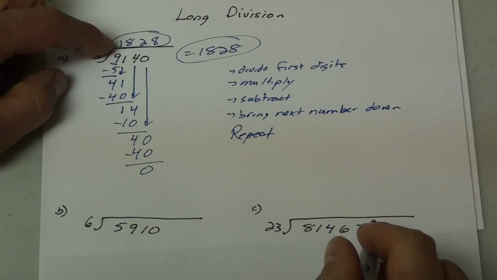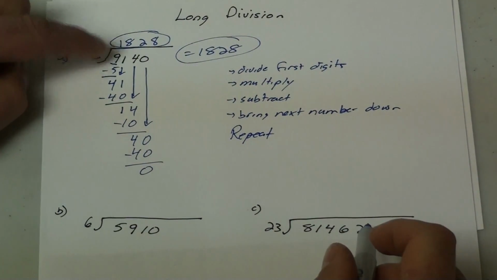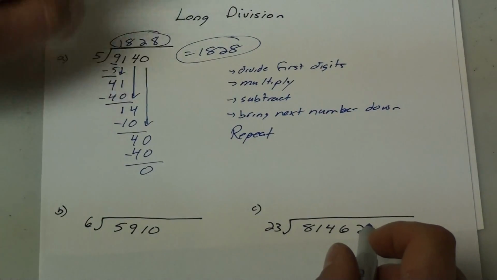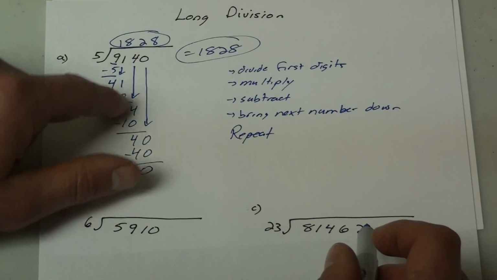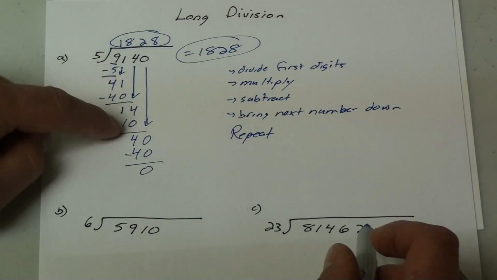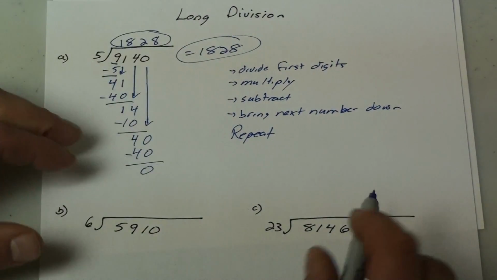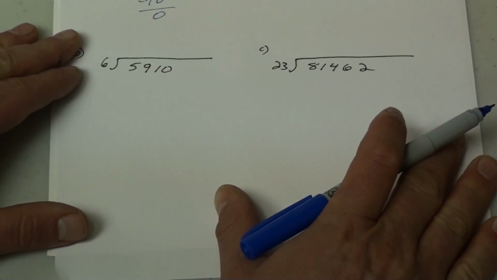So I divide the first digit, then I multiply, I subtract, bring the next number down. Then I divide, see how many times 5 goes into 40, figure out 8, multiply, subtract to figure out how much is left over, bring the next digit down. Let's try this with a couple more examples.